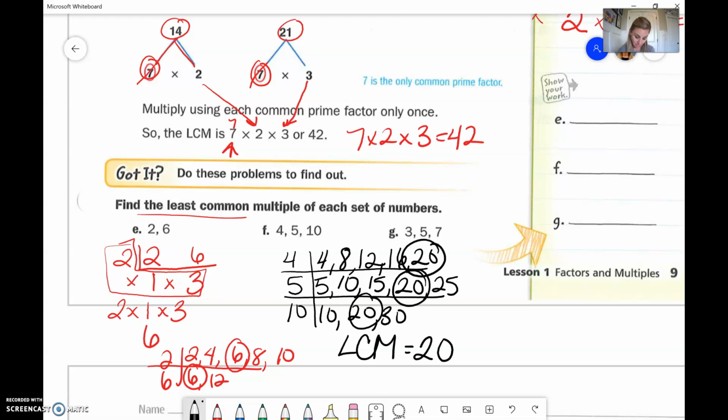Okay, I'm going to stop the video here. You've gotten greatest common factor and least common multiple. If you want to see some more examples, I'm going to go into part 3. Okay? But if you feel good, you're good. You're good to get started on your homework.